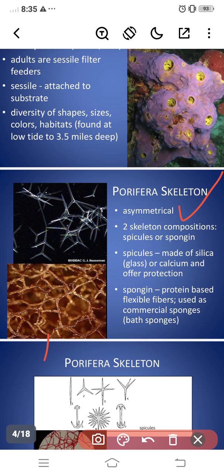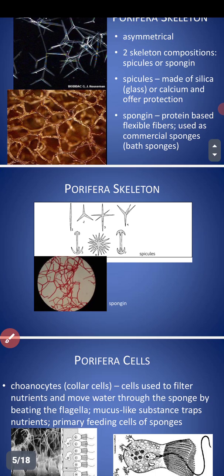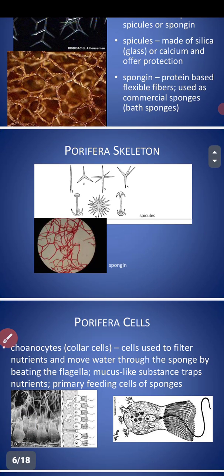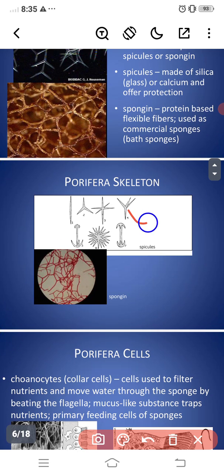Now, look at the spicules. These are basically the spicules of phylum Porifera. They may be six-sided, or many-sided, or hammer-like. So there are different types of spicules, and these spicules give stability to the sponge.